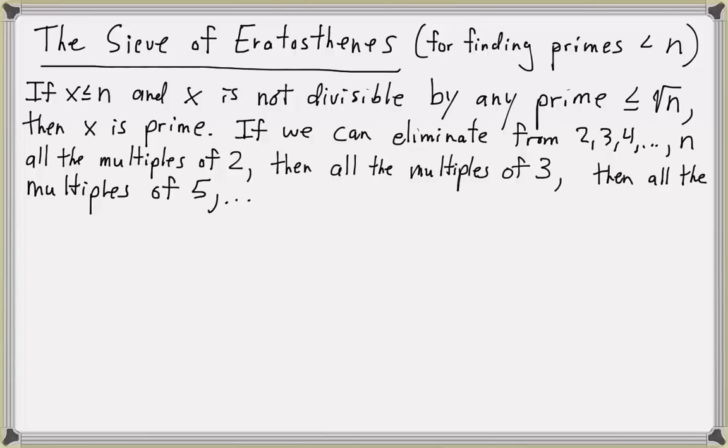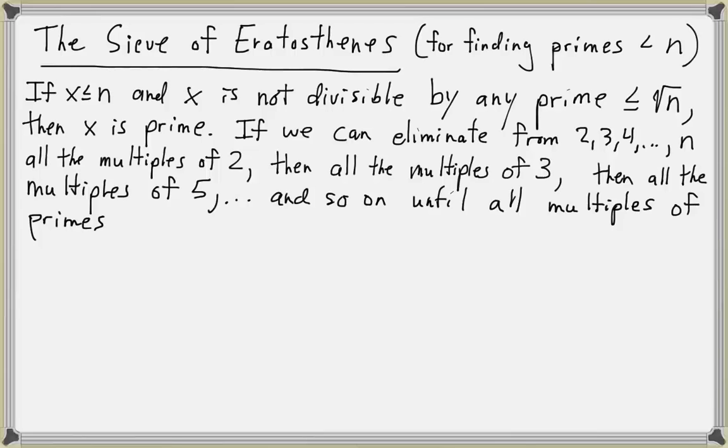and so on, up to all the multiples of primes that are less than or equal to the square root of n. Okay, so we continue, and so on, until all multiples of any prime that are less than or equal to the square root of n have been eliminated. Then the numbers remaining must all be prime.